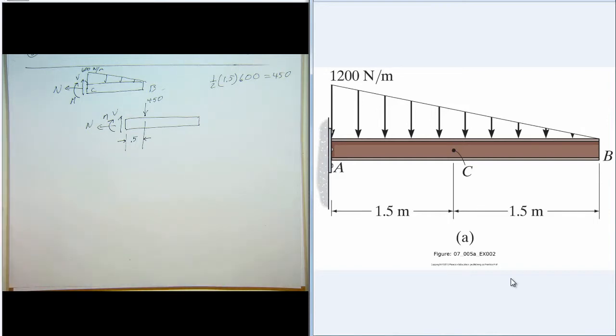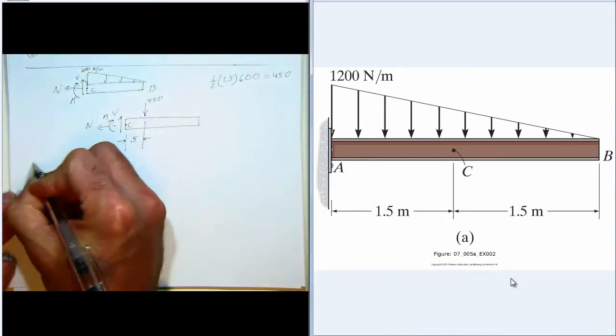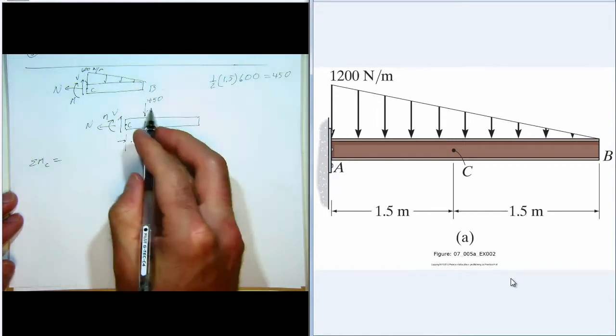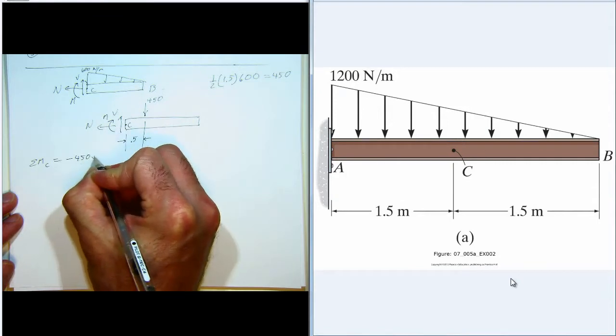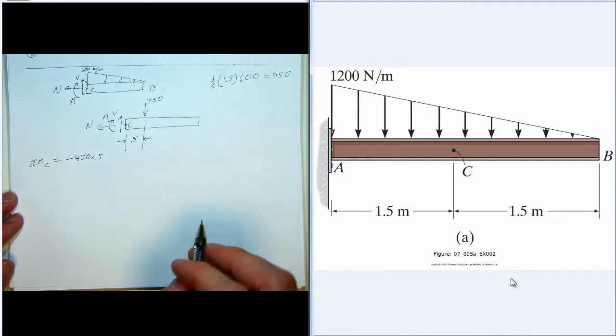Alright, so now that we have our free body diagram completed, we will just apply the equations of equilibrium. So I'll start with moments about point C. We have negative 450 times 0.5. And then M is shown as a negative moment because it rotates in a counterclockwise direction.